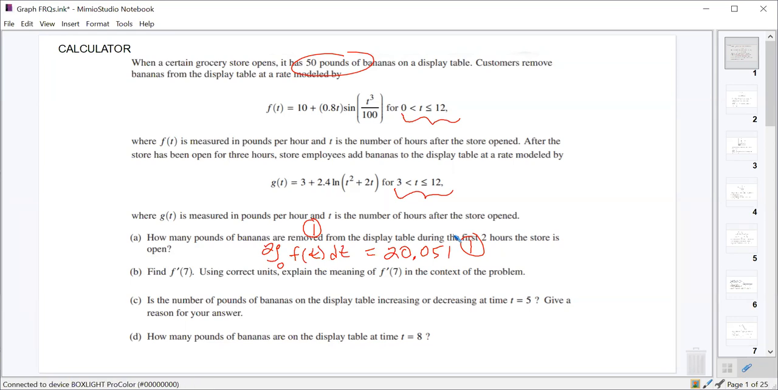Then f prime of 7. So f prime of 7, you should be able to find the value of that really easily because you don't actually need to take the derivative by hand. Not that it's that bad to take that derivative, it just requires the product rule and the chain rule. But your calculator will evaluate that derivative at 7 for you, and I believe it came out to be negative 8.120. Does that sound right?